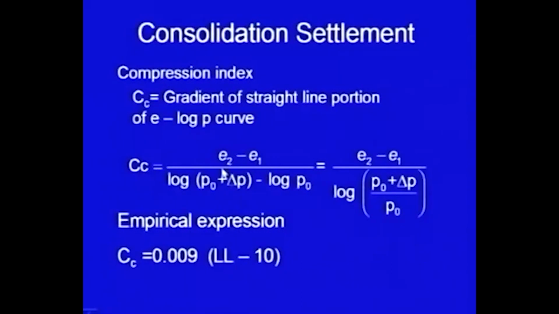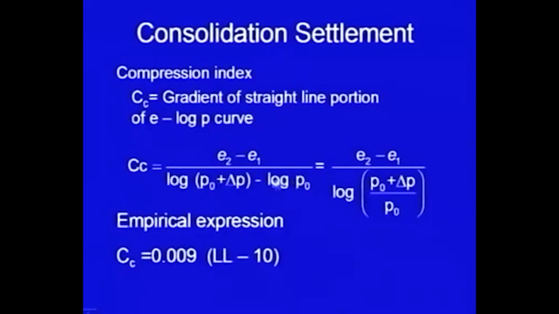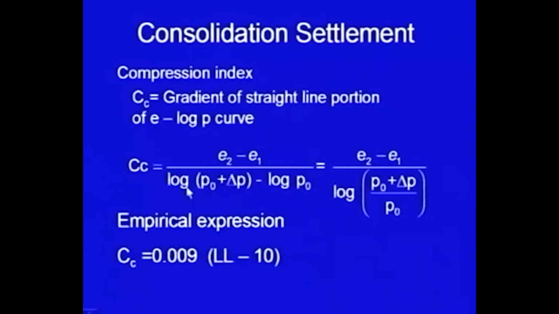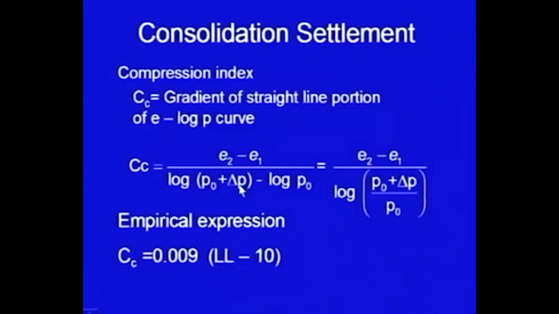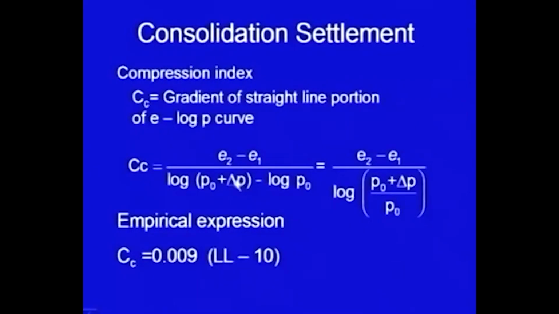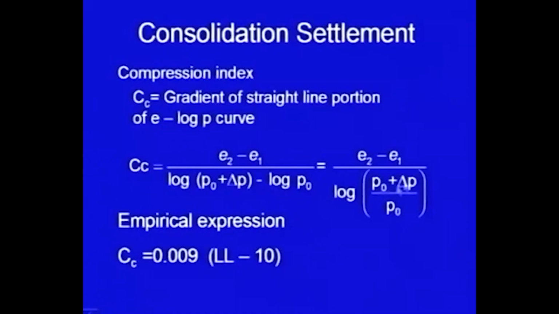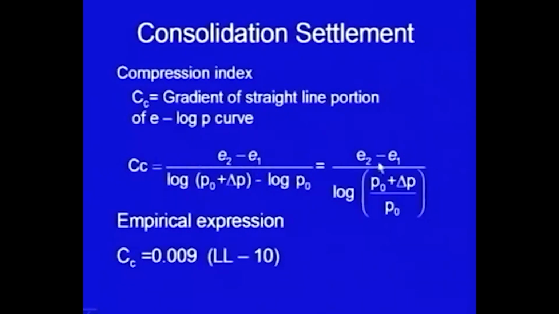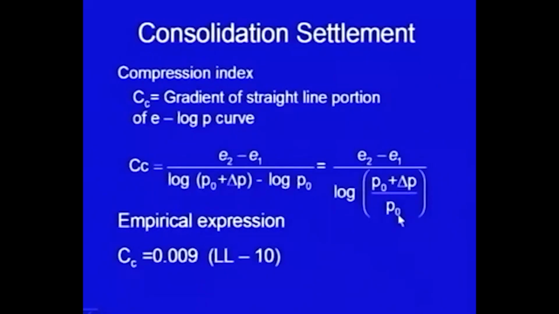So, the compression index will be, on the y axis you have e values, so difference of e values, and on the x axis we have pressure values on log scale. So, log of P0 plus delta P, this is the incremental value of the pressure, minus log of P0. So, finally, you get Cc equal to (e2 minus e1) divided by log of (P0 plus delta P) upon P0. Please remember again, all these values are effective pressure values. So, this is the way you can calculate the compression index.